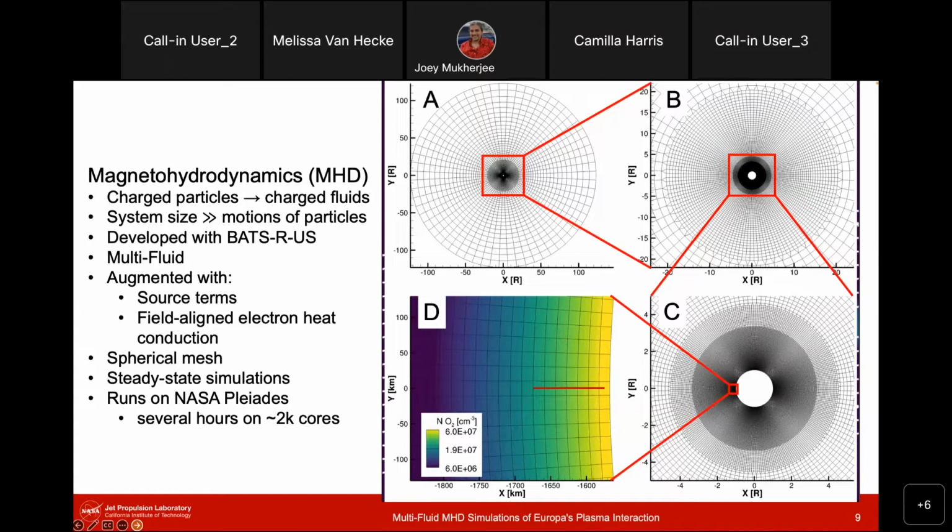These are steady state simulations, so they're not time dependent. They're kind of a snapshot of one moment. And just to give you an idea of how computationally expensive they are, I run these simulations on the NASA Pleiades supercomputer, and it takes anywhere between 8 to 12 hours to resolve those simulations, depending on how many cores I'm using, which is usually 1 or 2,000.